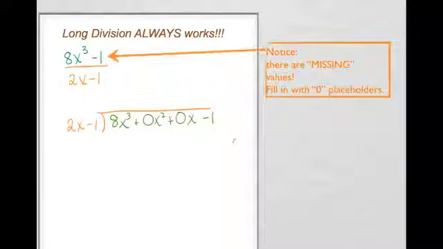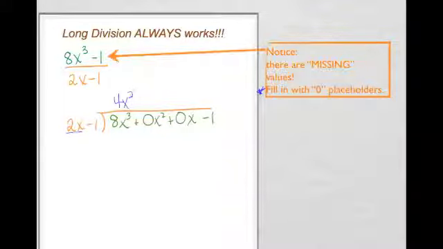Okay, long division always works, but you have to be careful. Notice that there are missing values, and so you're going to fill in with 0 placeholders. So when I add in this 0x squared and this 0x, it helps keep my work tidy and in order, but it doesn't add any value. It just helps me as a placeholder. So again, I'm going to go through the same process.